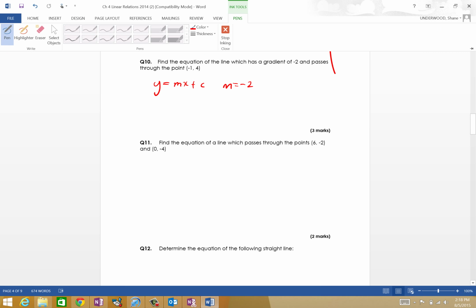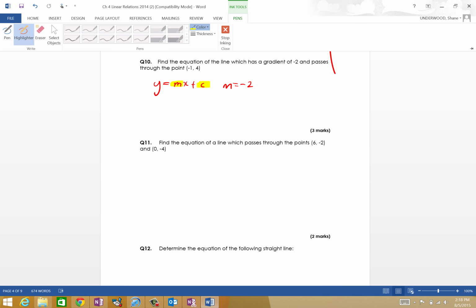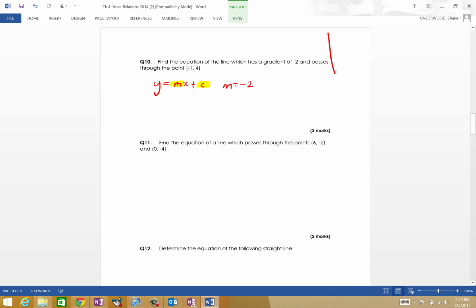and say that, where is it? Well, m, we now know. Now, x is variable, and the last thing we need to do to find the equation is c. So now we know that m is minus 2, that's pretty much taken us halfway there. So we're going to get the pen out, and say that y is equal to minus 2x plus c.